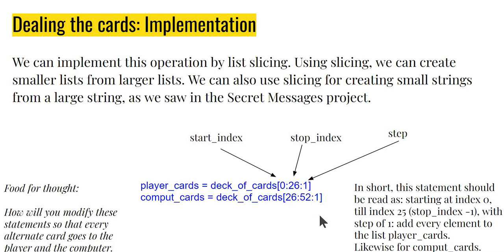Now, at this point, I just want to highlight a point of confusion that sometimes people ask about. Am I not going to repeat card number 26? Well, the answer is no, because remember, we stop before the stop index, which means that this is really 0 till 25. And we can see this now in action.